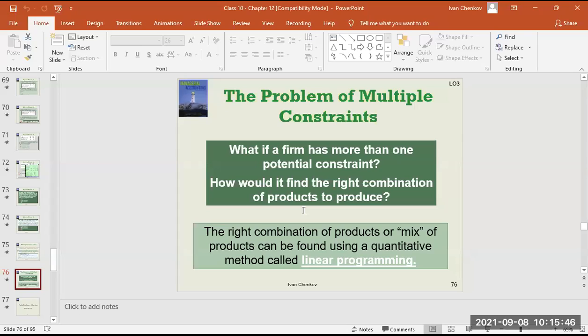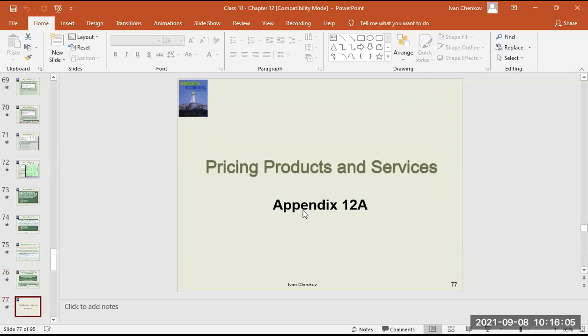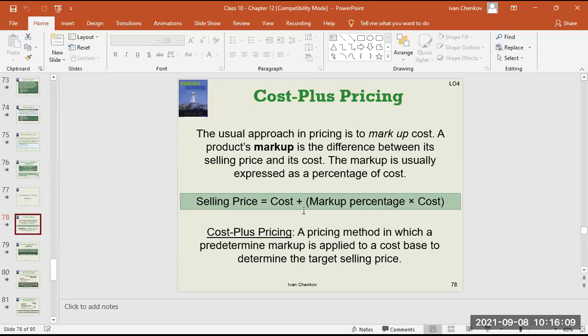What's going to happen with multiple constraints? When you have multiple constraints, then you have linear programming available. With linear programming, you punch in the numbers, and if you have more than one constraint, it tells you which will be the correct product mix between the different products. Linear programming is a very interesting thing. However, I'm not going to spend time on this.